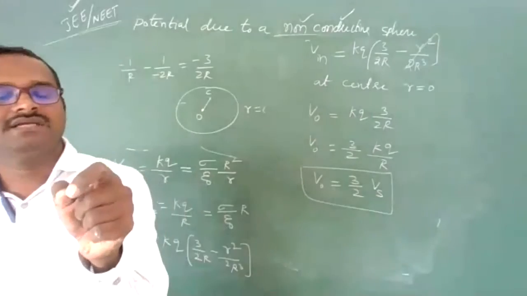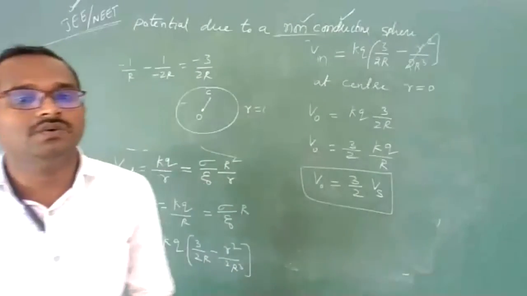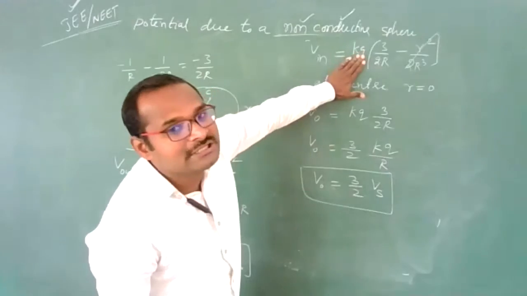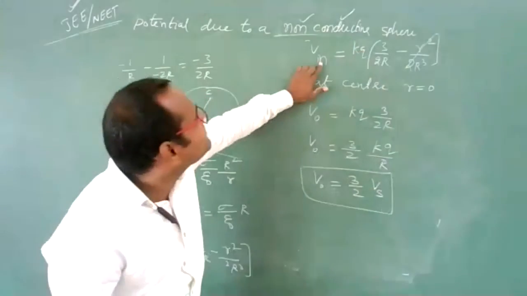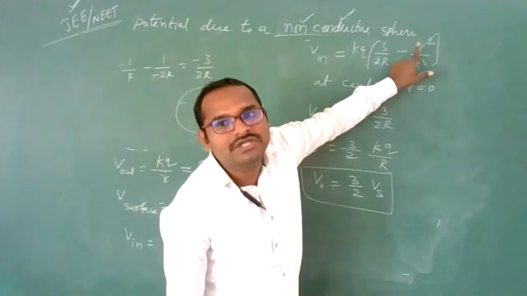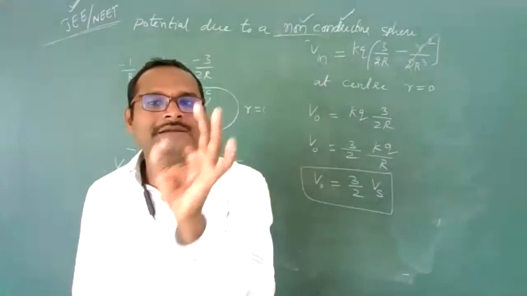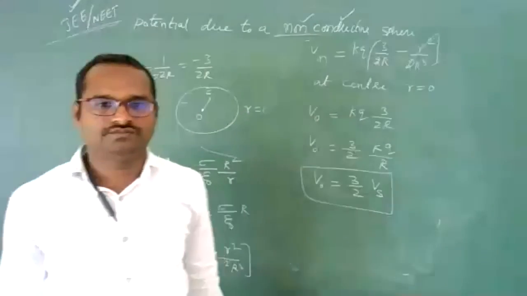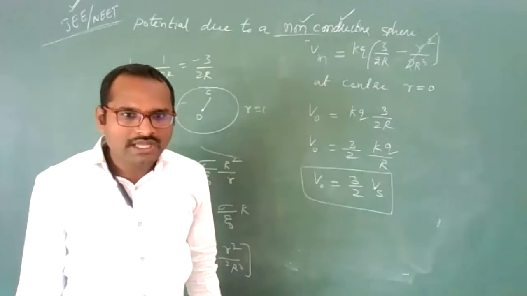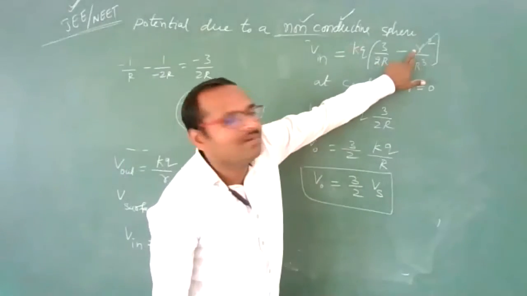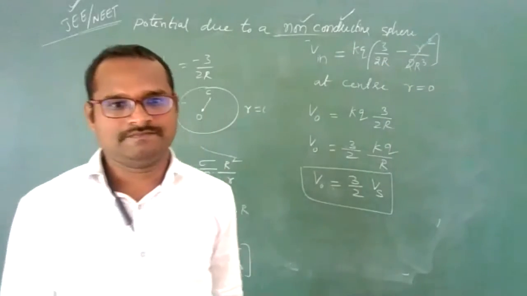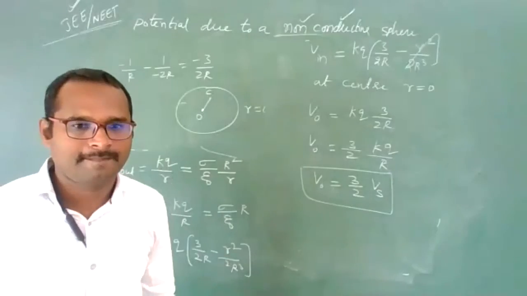Abhay is asking whether capital R should also be 0. No, sir, no. Capital R is a fixed value. In this expression, we are calling the inside point, and the variable is small r only. In the place of small r only you should substitute. 3, 2, capital R, kq are constants. I hope you understood now. Where the variable is there only we should substitute. Capital R is a fixed value here.